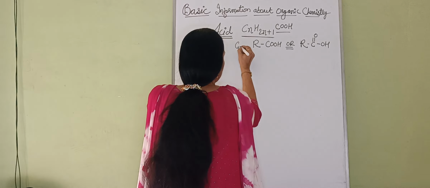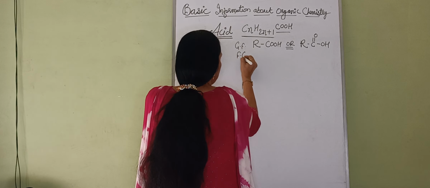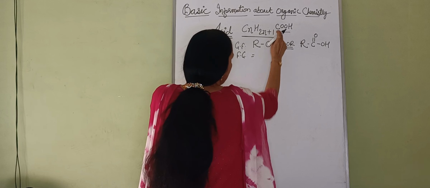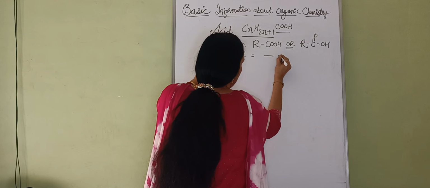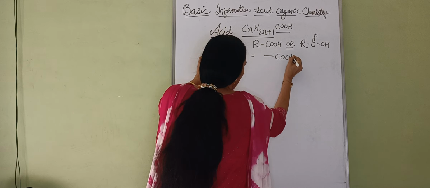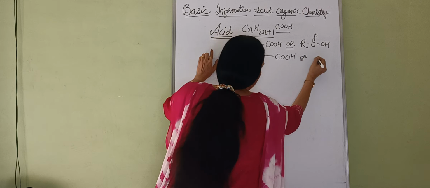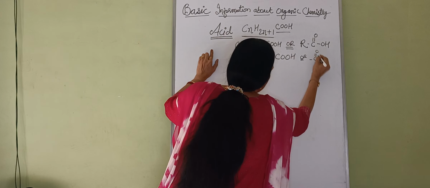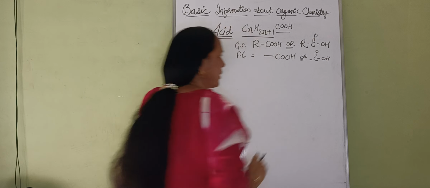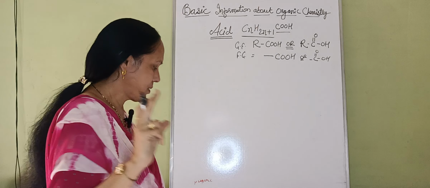Now this is the general formula. What is the functional group? The functional group is COOH, with the free valency, or it is also denoted by C double bond O, OH. So this is the functional group of the acid.